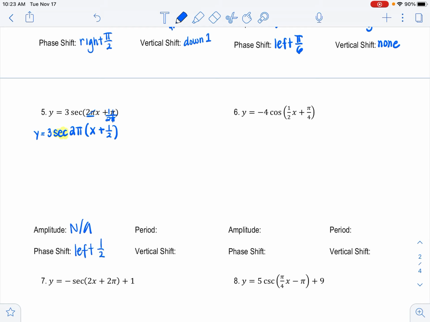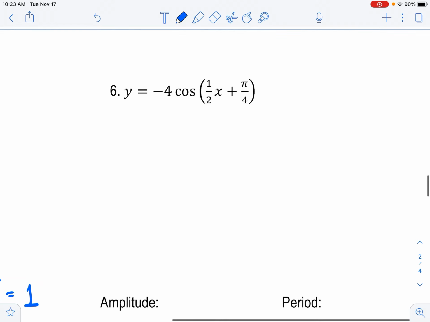Phase shift. This is left 1/2. Vertical shift. There is no vertical shift. Period. 2 pi divided by b, which is 2 pi. 2 pi divided by 2 pi is 1.